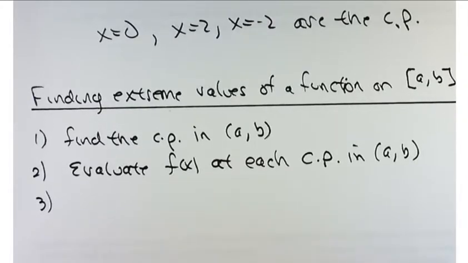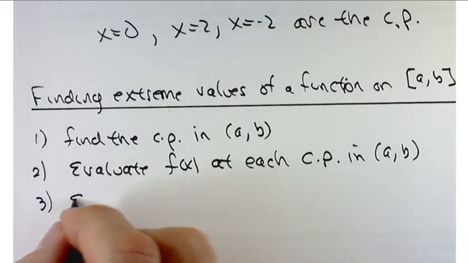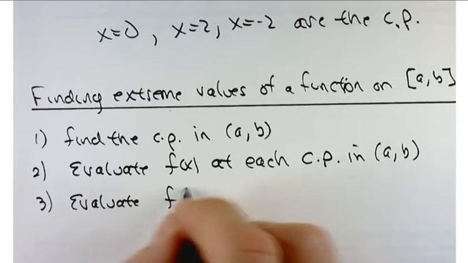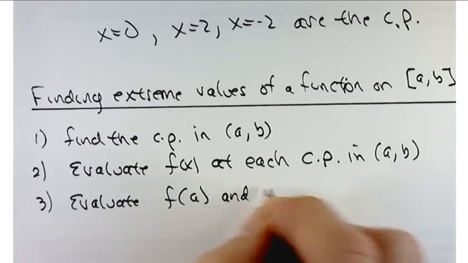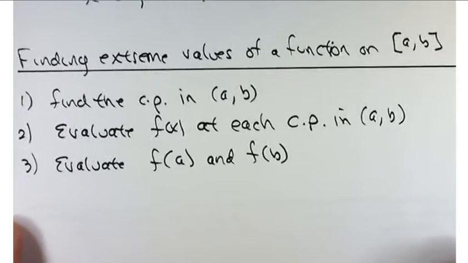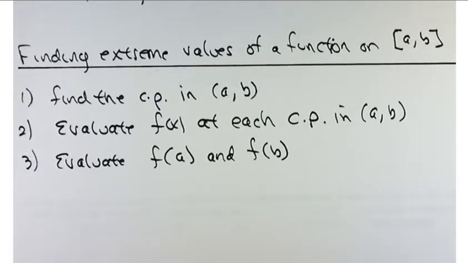Now here's the part that people miss out on sometimes. Evaluate f of A and f of B. Basically, take a look at the endpoints. Because sometimes, if you're working on a closed interval, your maximum or minimum can occur at the endpoint. You just don't know. So that's a part that people forget. And I'll tell you this very candidly and very openly.